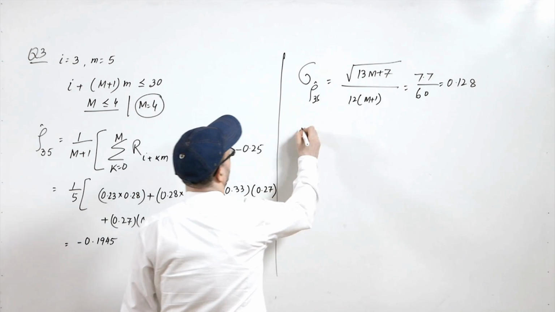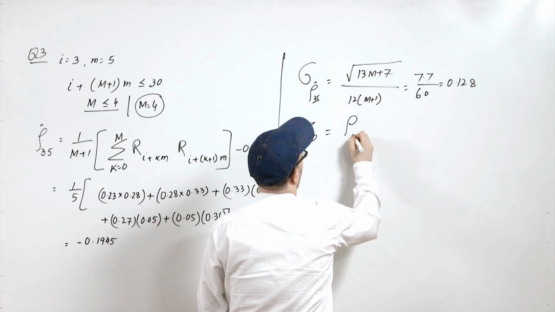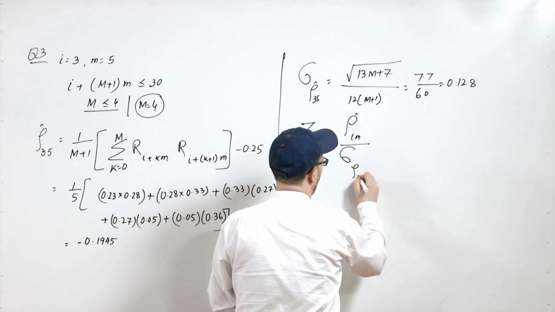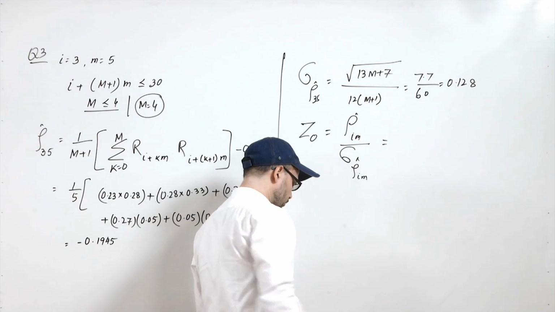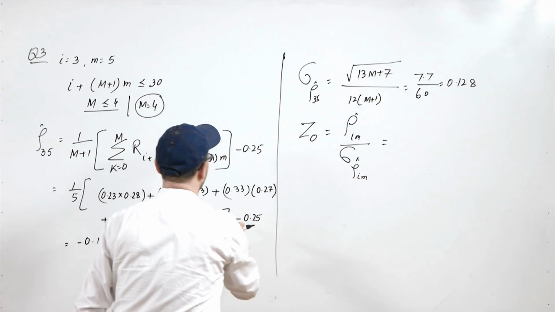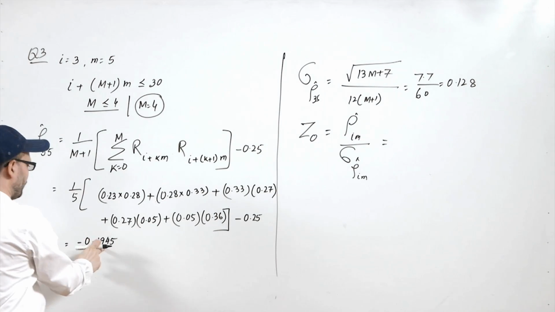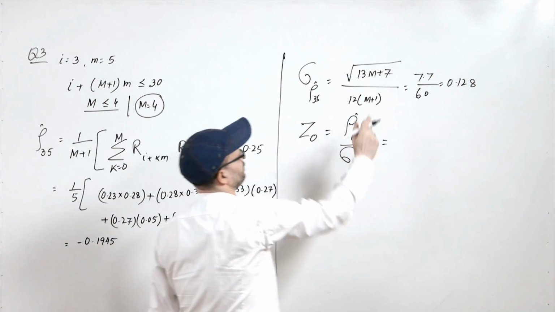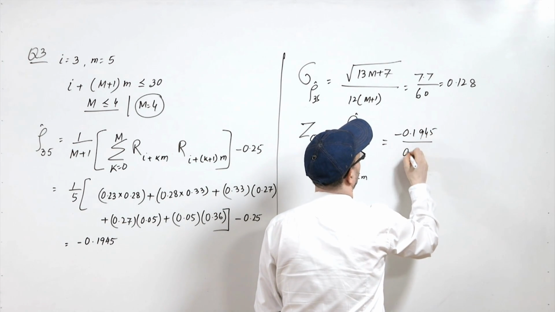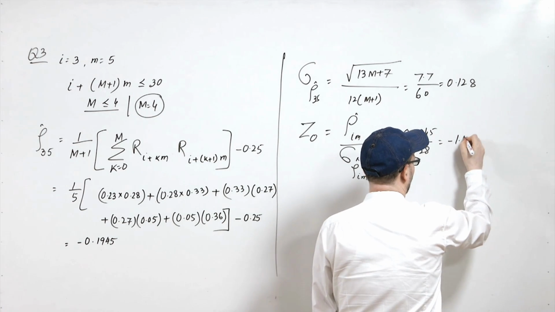And the z naught value is rho I m estimator divided by sigma rho I m. So this value we have calculated as minus 0.1945, divided by 0.128. This is coming out to be minus 1.516.